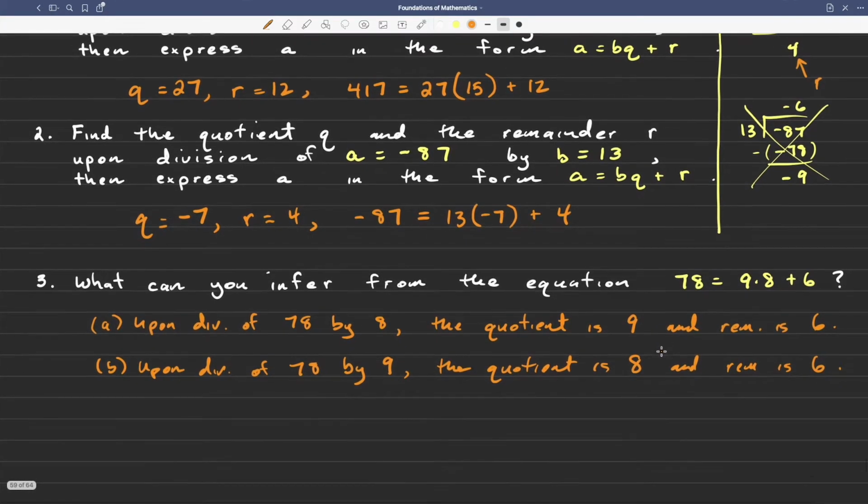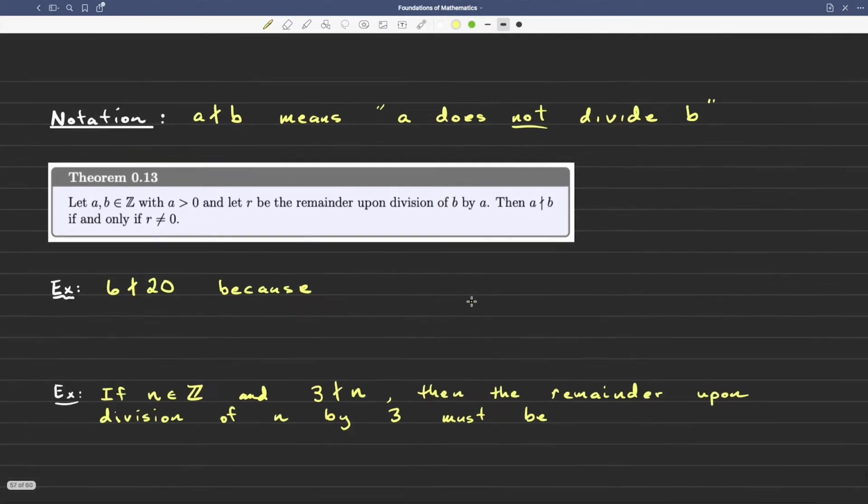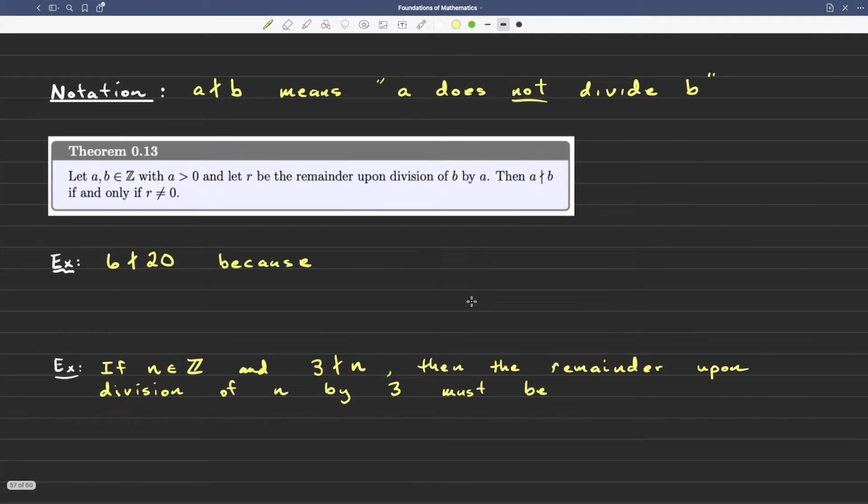So there you go. A little notational point right here is that when we use that vertical bar with a little slash through it, that's how we express A does not divide B. And Theorem 0.13 here gives you a way to think about what does A not divide B mean, really. How can we sort of break that out into something a little bit more useful?